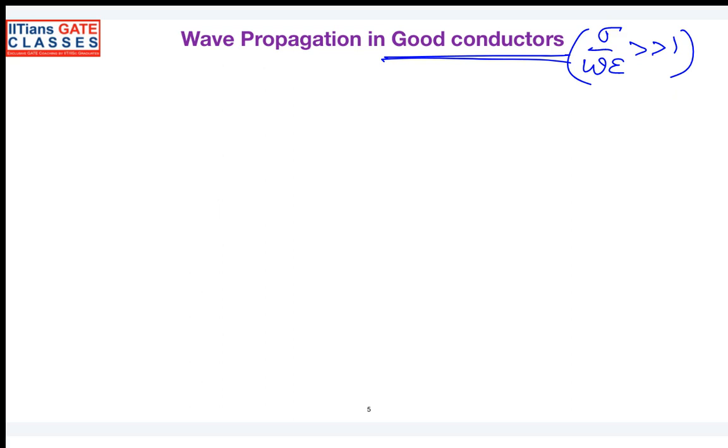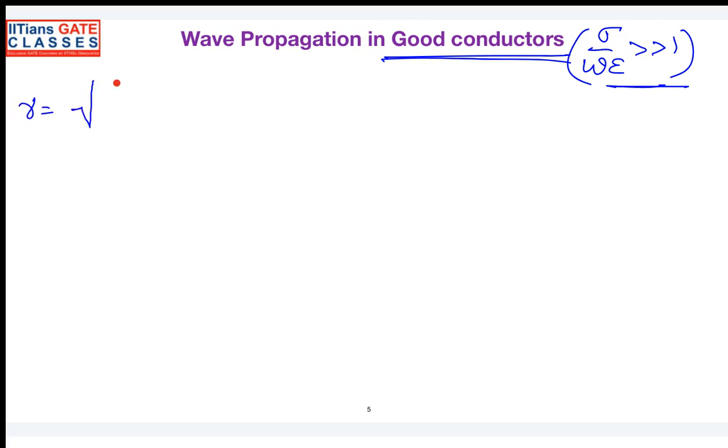Okay. In reality, you don't have any ideal conductor. So I was always focusing my attention towards the good conductors. In case of a good conductor, the loss tangent is much higher than 1. Okay, I will explain this part, what will happen, attenuation and phase shift. So first let me start with the propagation constant.